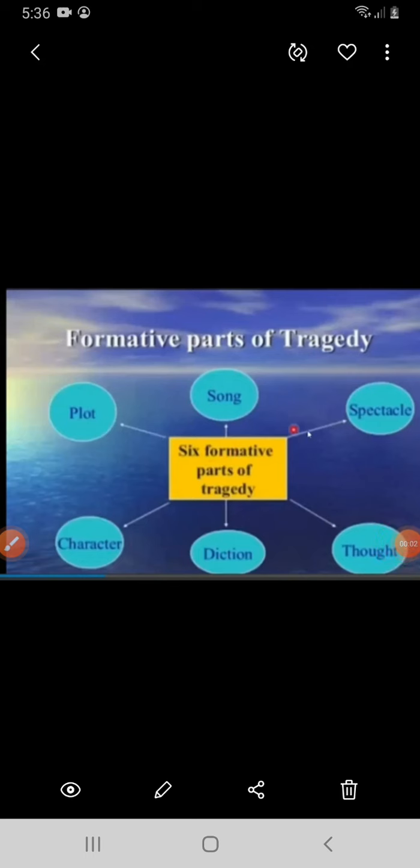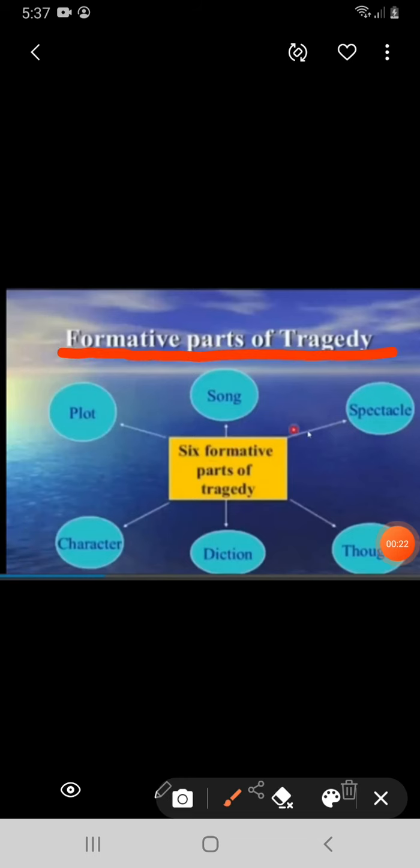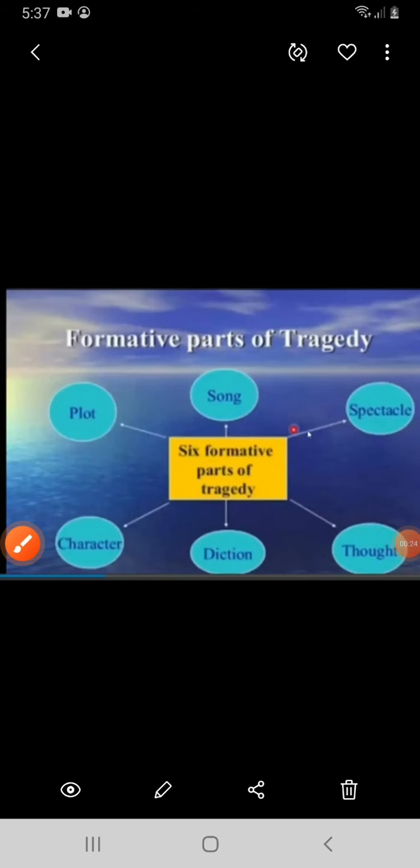Today's topic is formative parts of tragedy. In Poetics, Aristotle, after presenting the definition of tragedy, goes on to use specific terms for the different contents that are needed for tragedy. These are known as the formative parts of tragedy. They are basically six in number, and for every component, he uses a specific term.